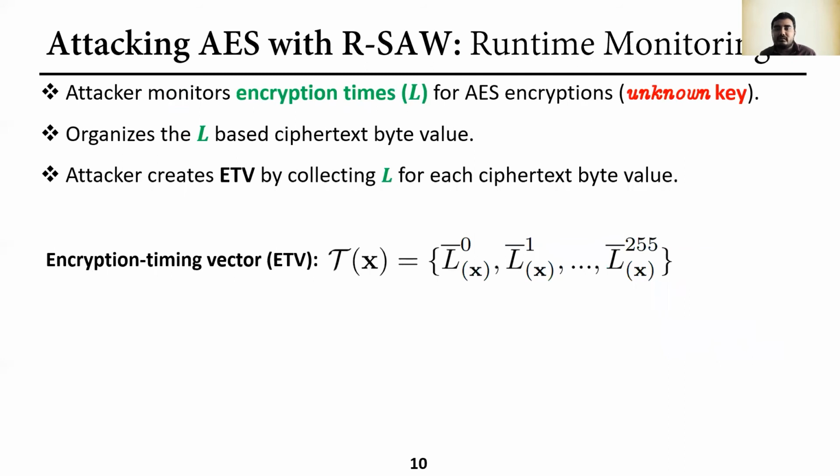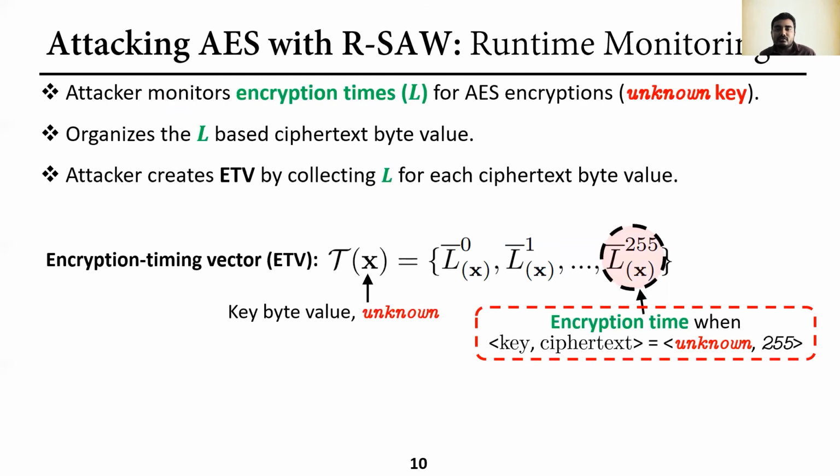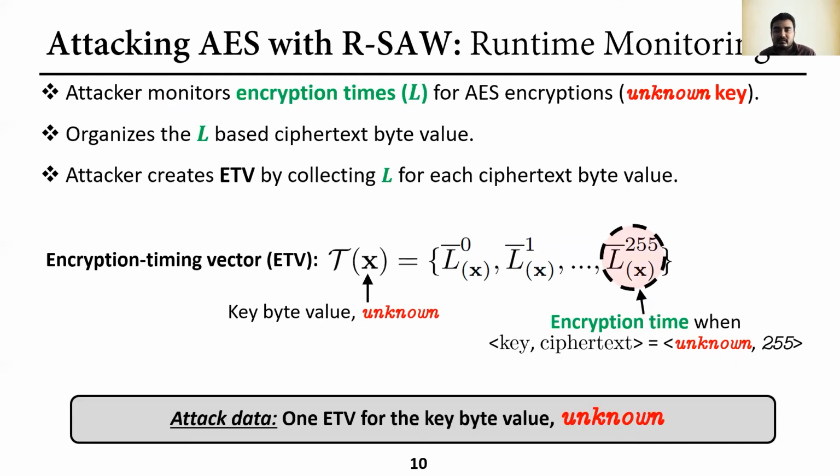Once the profile dataset is completed, the attacker mounts runtime monitoring of AES encryption in the victim machine to collect encryption latency traces. For each byte of the key value in the victim machine, the attacker compiles a list of encryption timings, the encryption timing vector or ETV, which contains encryption times for each value of the ciphertext byte. This equation shows the ETV corresponding to the unknown key byte value. The attack data from the runtime monitor contains only one ETV for each of the key bytes in the last round.